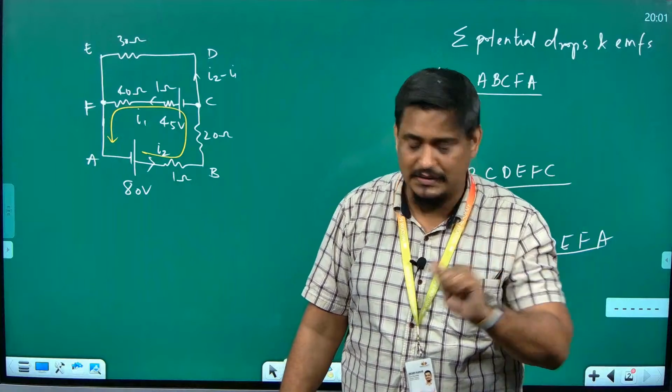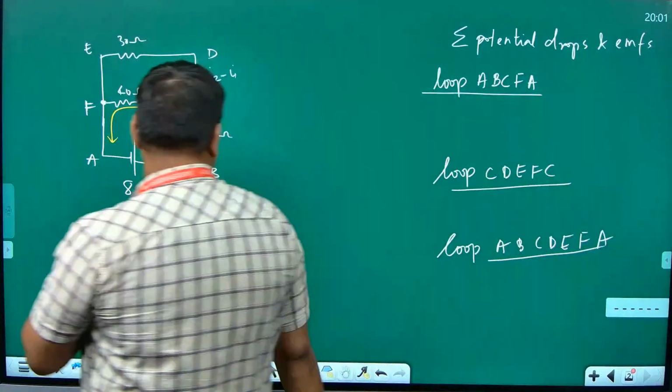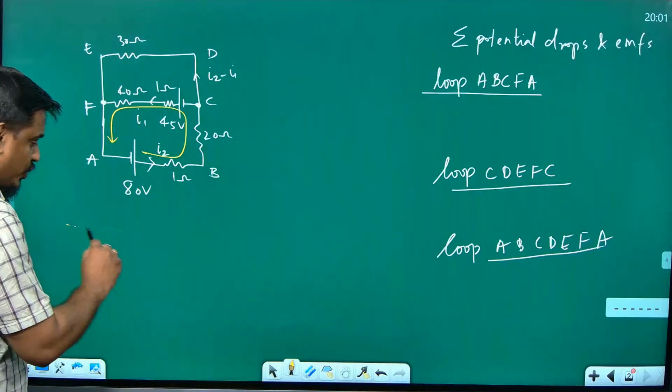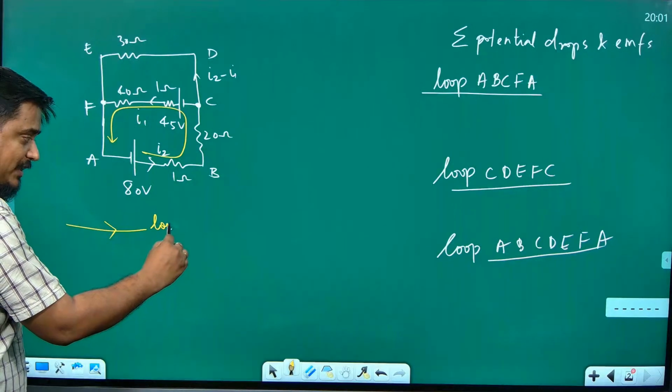I hope you are clear in this. Now, there are 2 possibilities. One possibility is your direction. Yellow line is what? Loop direction, okay?